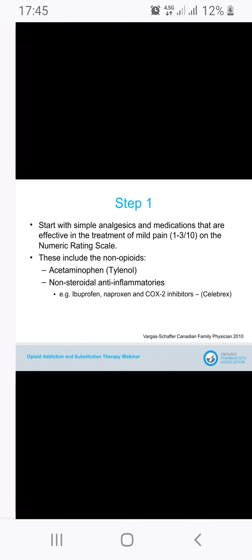So step 1, as I mentioned, we start with simple analgesics and medications that are effective in the treatment of mild pain. Mild pain is usually categorized in pain score of 1 to 3 on the visual analog scale. And these include non-opioids such as your run-of-the-mill acetaminophen or Tylenol and your non-steroidal anti-inflammatories or NSAIDs. And some examples are listed there.